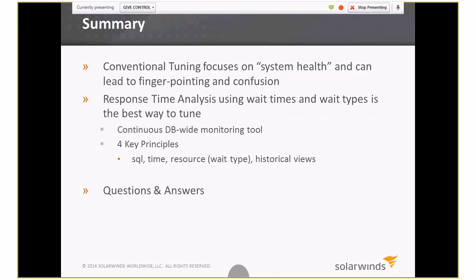Okay, so that's my case studies. In summary, conventional tools will show you system health, but they can't really help you find what your end users are waiting on. And that's where you want to beef it up.